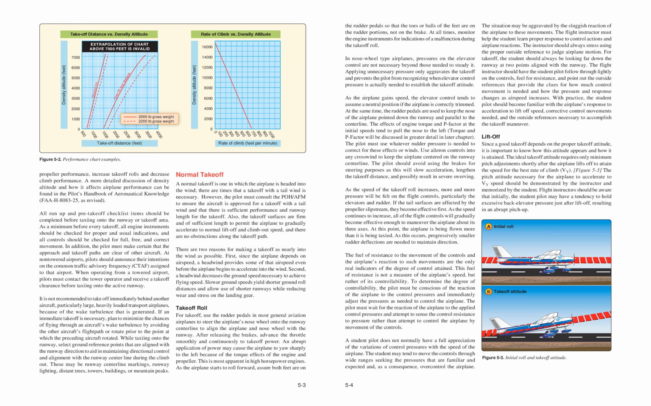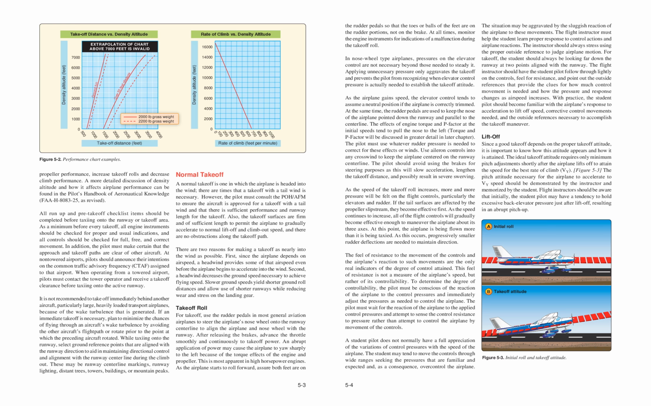As the airplane gains speed, the elevator control tends to assume a neutral position if the airplane is correctly trimmed. At the same time, the rudder pedals are used to keep the nose of the airplane pointed down the runway and parallel to the centerline. The effects of engine torque and P-factor at the initial speeds tend to pull the nose to the left. Torque and P-factor will be discussed in greater detail in a later chapter. The pilot must use whatever rudder pressure is needed to correct for these effects or winds. Use aileron controls into any crosswind to keep the airplane centered on the runway center line.